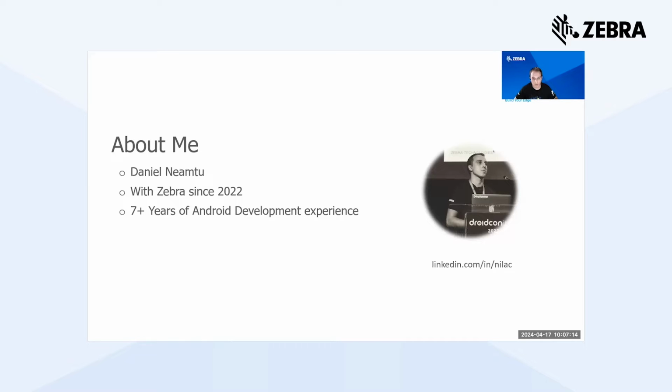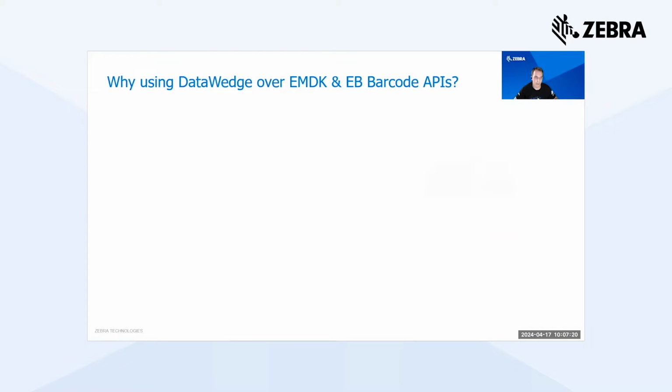And now to the first part of the session of today, we will go through a couple of the DataWedge updates. I mean, some features that have been introduced in DataWedge recently. And before jumping to that, I would just like to spend a couple of minutes and talk about why DataWedge should be considered as the first option compared to the EMDK or the Enterprise Browser barcode APIs.